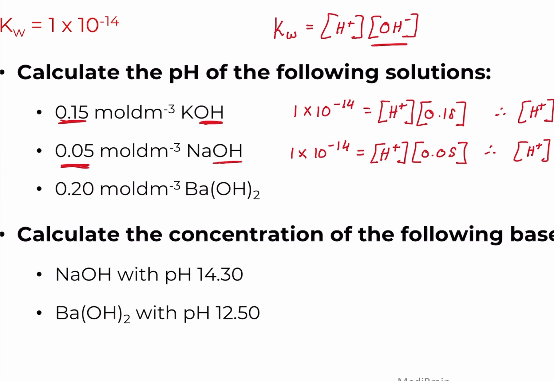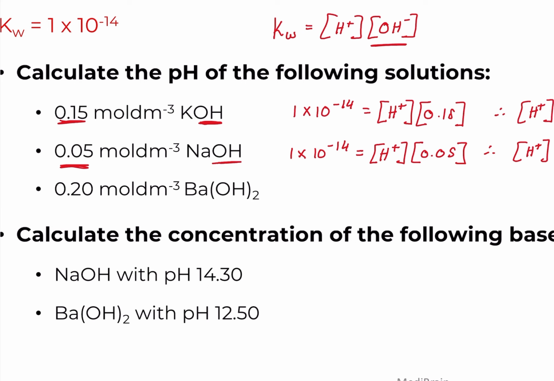Okay. Now it says 0.2 mole per dm cubed of barium hydroxide. Again, it's referring to hydroxides, so we know that we're going to be using this concentration of hydroxide ions. Now, there's a difference over here. This has a number 2 over here. That means we will need to multiply the hydroxide ion concentration by 2.